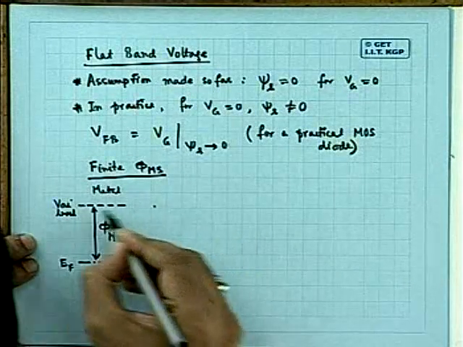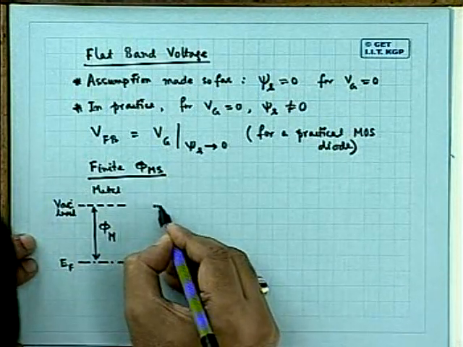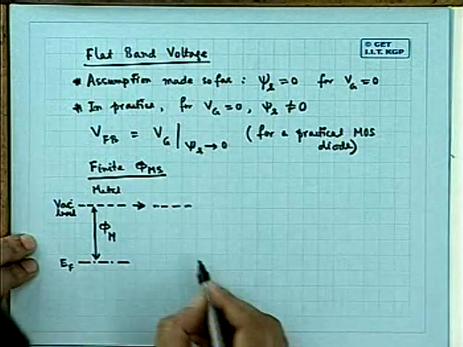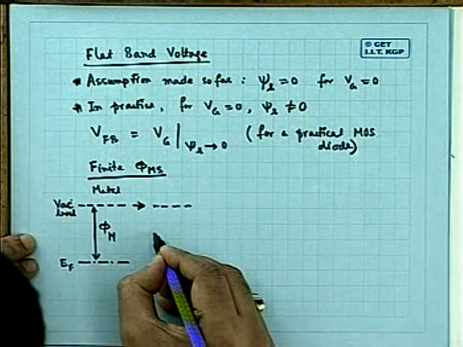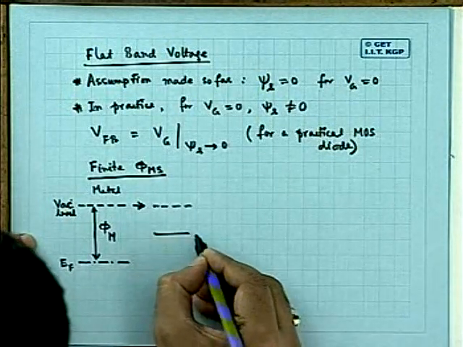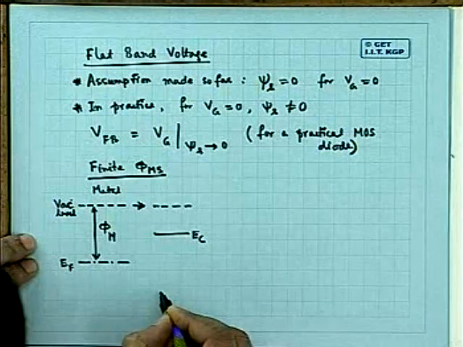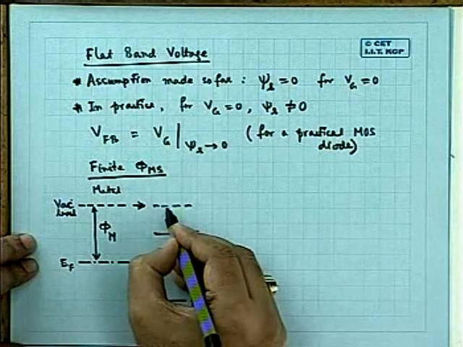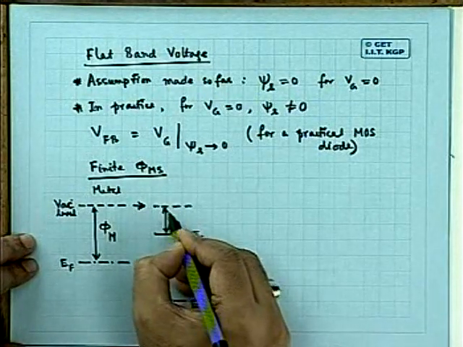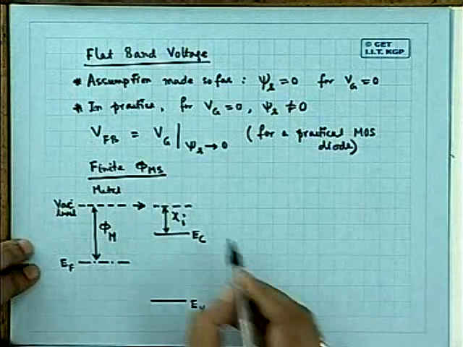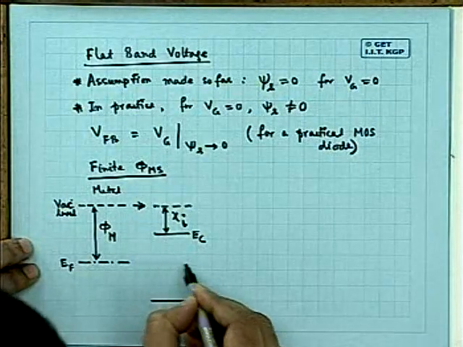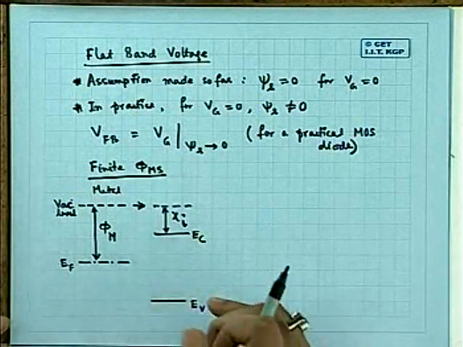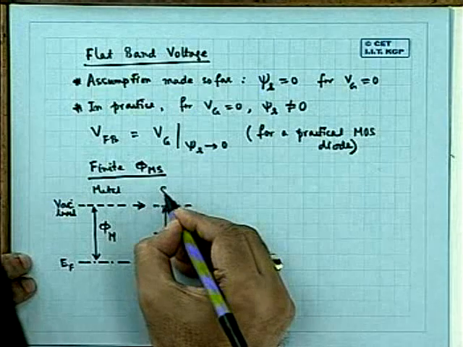Similarly, there is a vacuum level for the oxide, so I am not joining them. Same vacuum level, and then there is a conduction band edge and some valence band somewhere. This is called the electron affinity of the insulator. The Fermi level will be located somewhere near the band gap center, not exactly. And this is the oxide or the insulator.